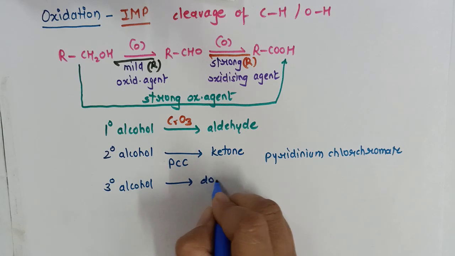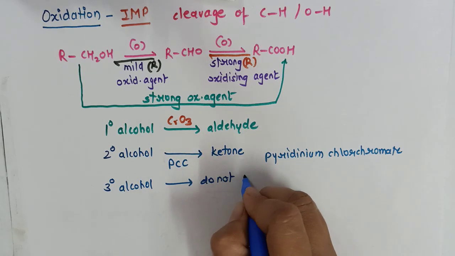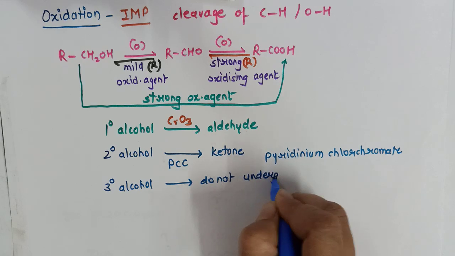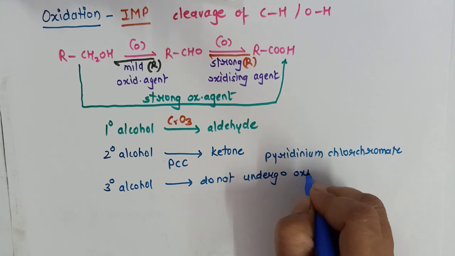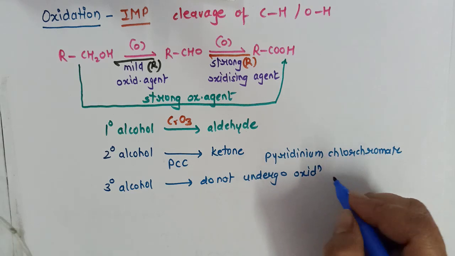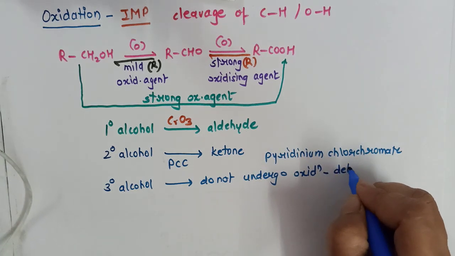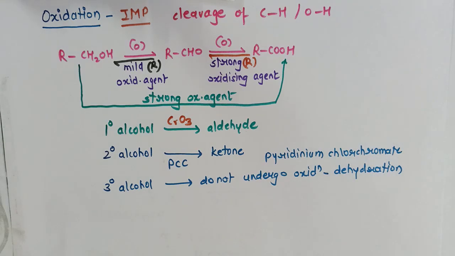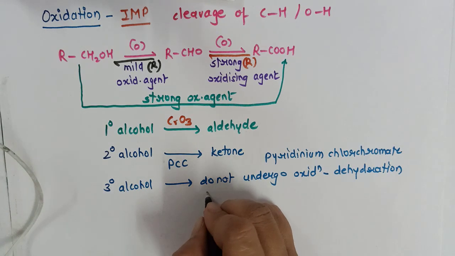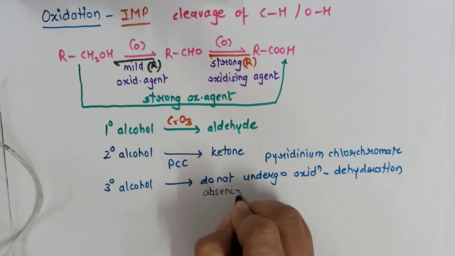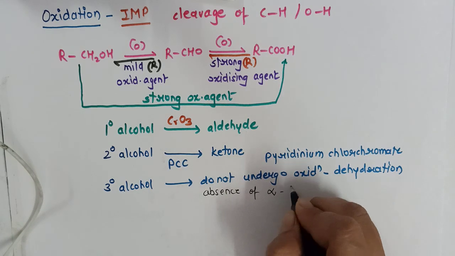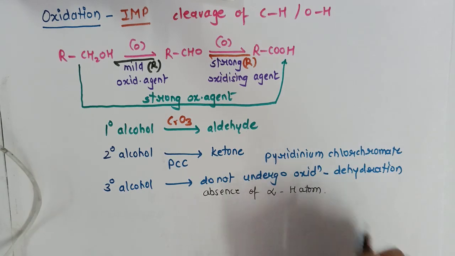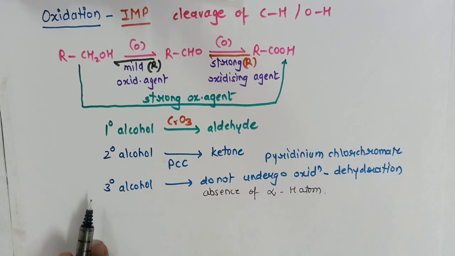3 degree alcohols generally do not undergo oxidation, but rather they will go for dehydration. The reason is the absence of alpha hydrogen atom, and therefore 3 degree alcohols do not prefer oxidation. Let us discuss some examples related to this.